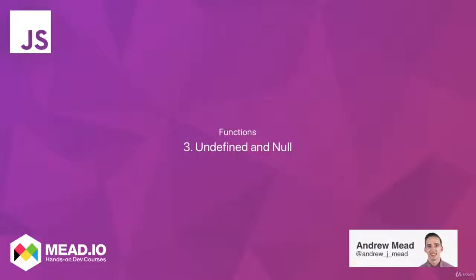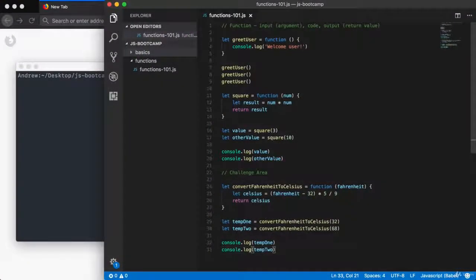In this video, you're going to learn about two new types in JavaScript that are going to allow us to segue into more advanced function techniques. These two types are undefined and null. Both of these represent a sort of absence of a value.